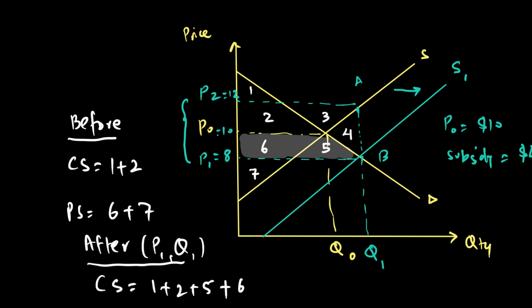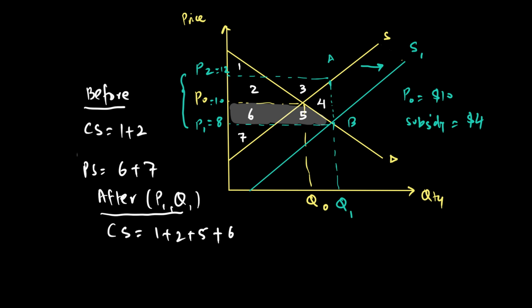Producers, on the other hand, are also benefiting because now they are getting a price of P2 for that quantity Q1 that they're making. So the producer surplus will now be equal to area 2 plus 3 plus 6 plus 7, which means they are also getting this additional benefit of area 2 plus 3, because now the after subsidy price for them is better for the quantity Q1 they make.